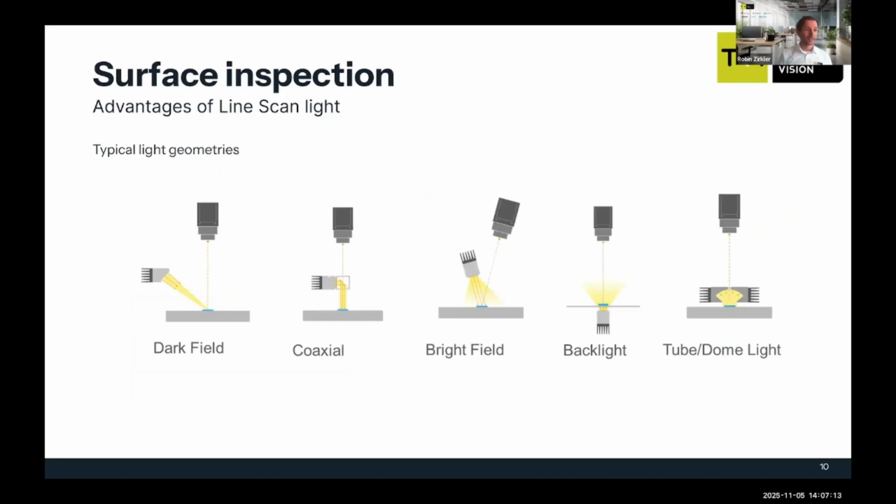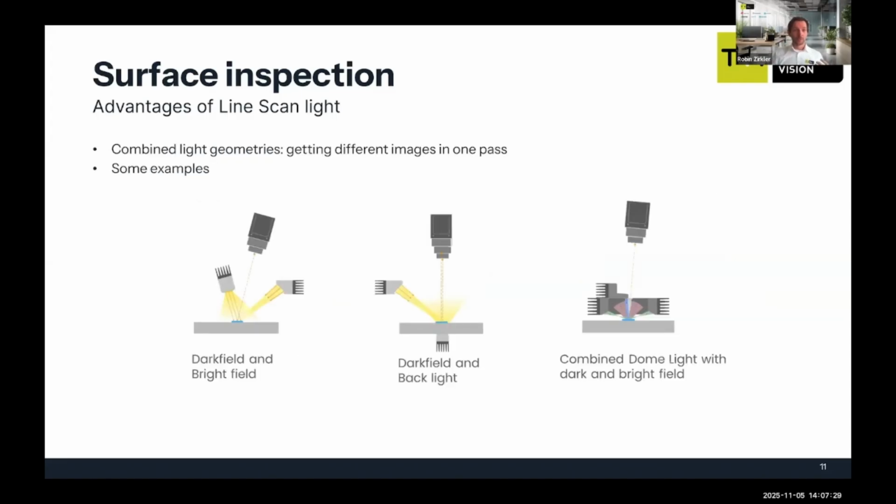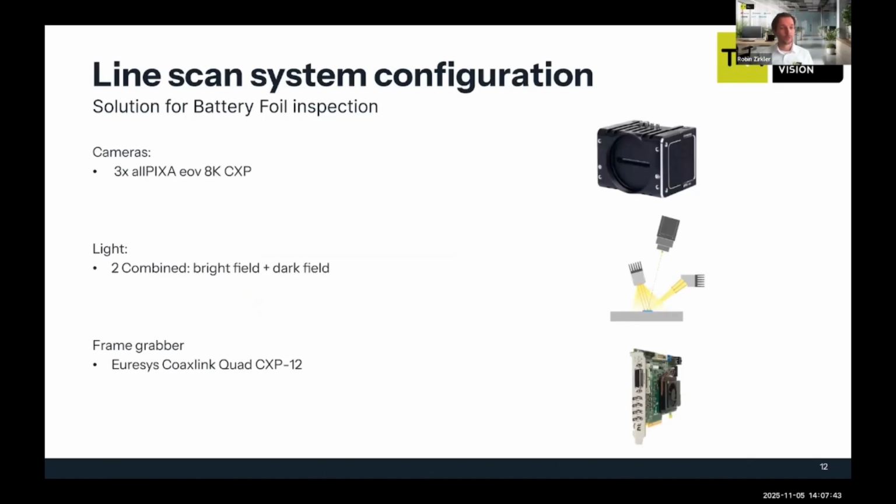So what are some typical light geometries? Here you can see we have a dark field light geometry, coaxial, bright field, backlight, or tube or dome light. And we can also have some combination of a dark field and a bright field, or a dark field and a backlight, or a combined tube light, where we combine a tube, a dark field, and a bright field light. So today, I want to present the solution for battery foil inspection.